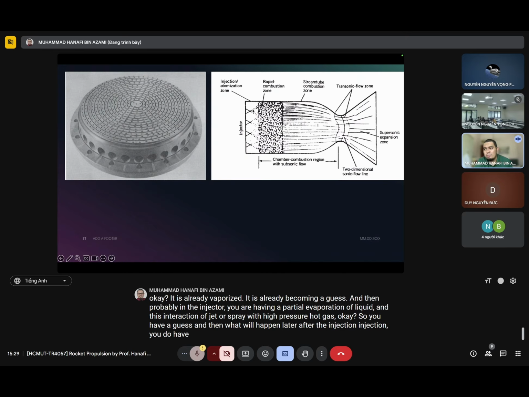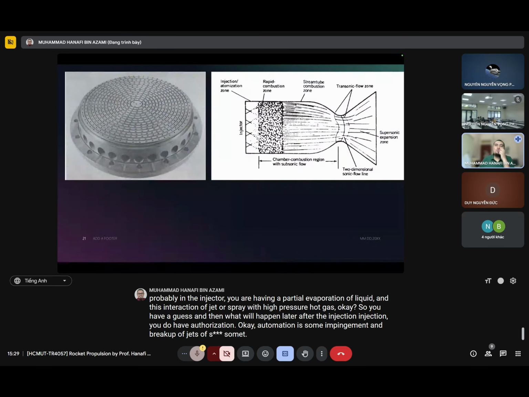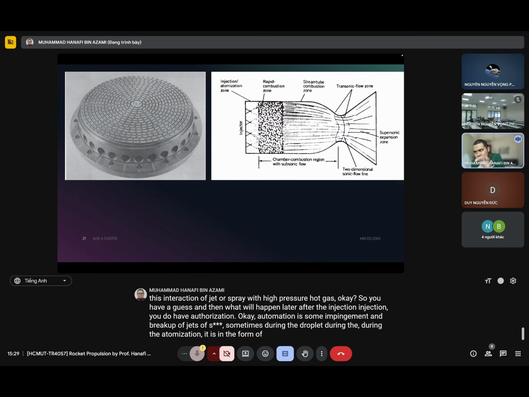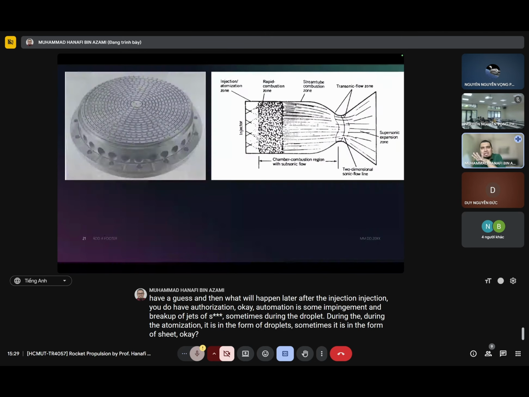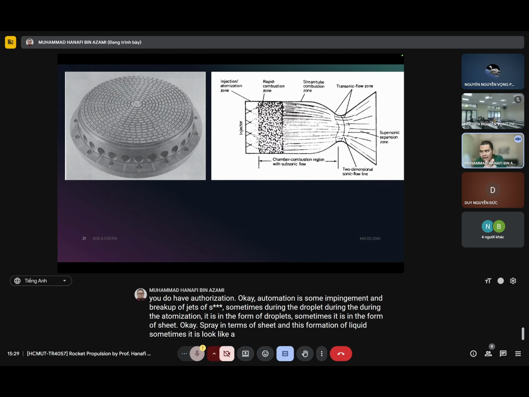Then what will happen after the injection? You do have atomization. Atomization is the impingement and breakup of jets or sheets. Sometimes during the atomization it is in the form of droplets, sometimes in the form of a sheet, a spray in terms of sheet. This formation of liquid sometimes looks like a liquid fan or spray cone. You do have formation of droplets, and secondary breakup of droplets.